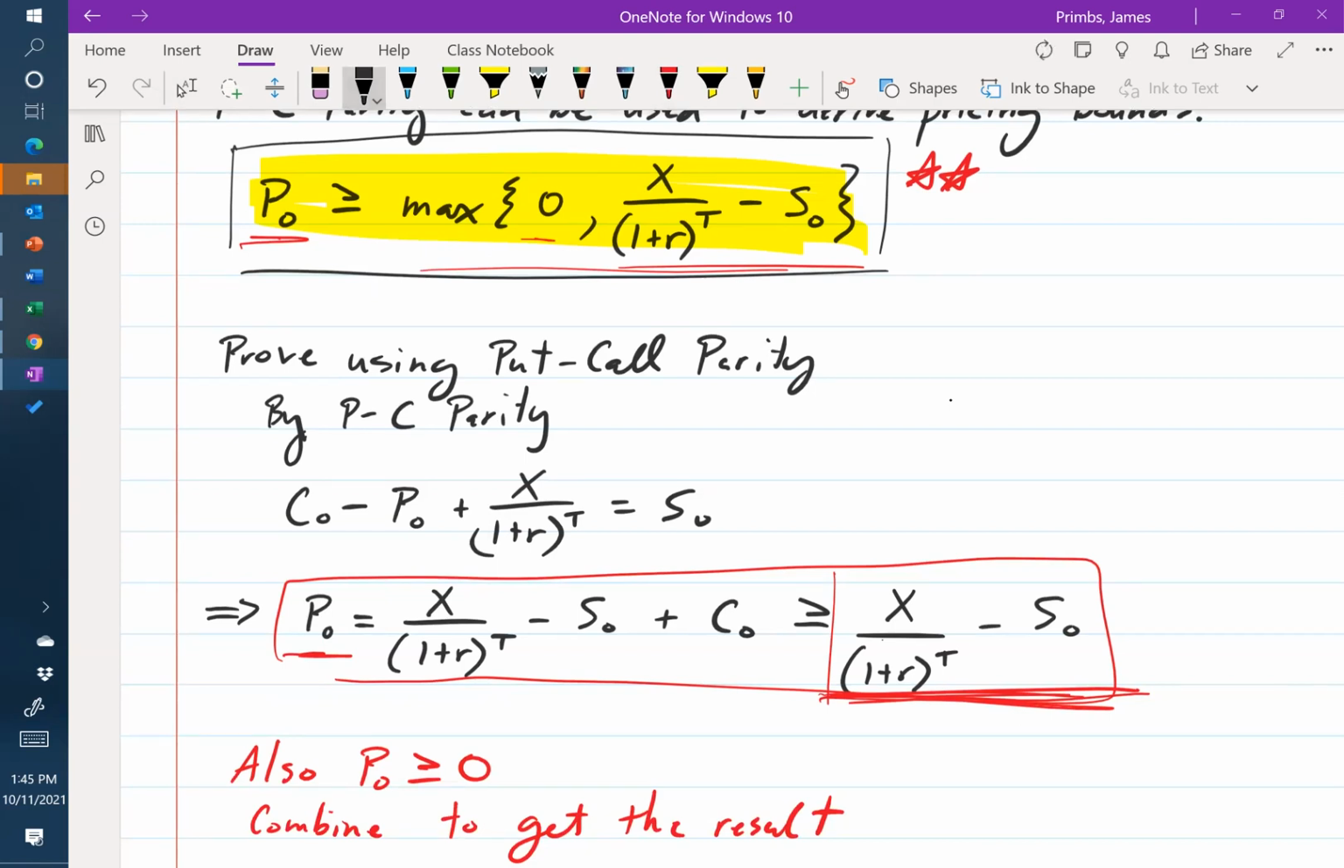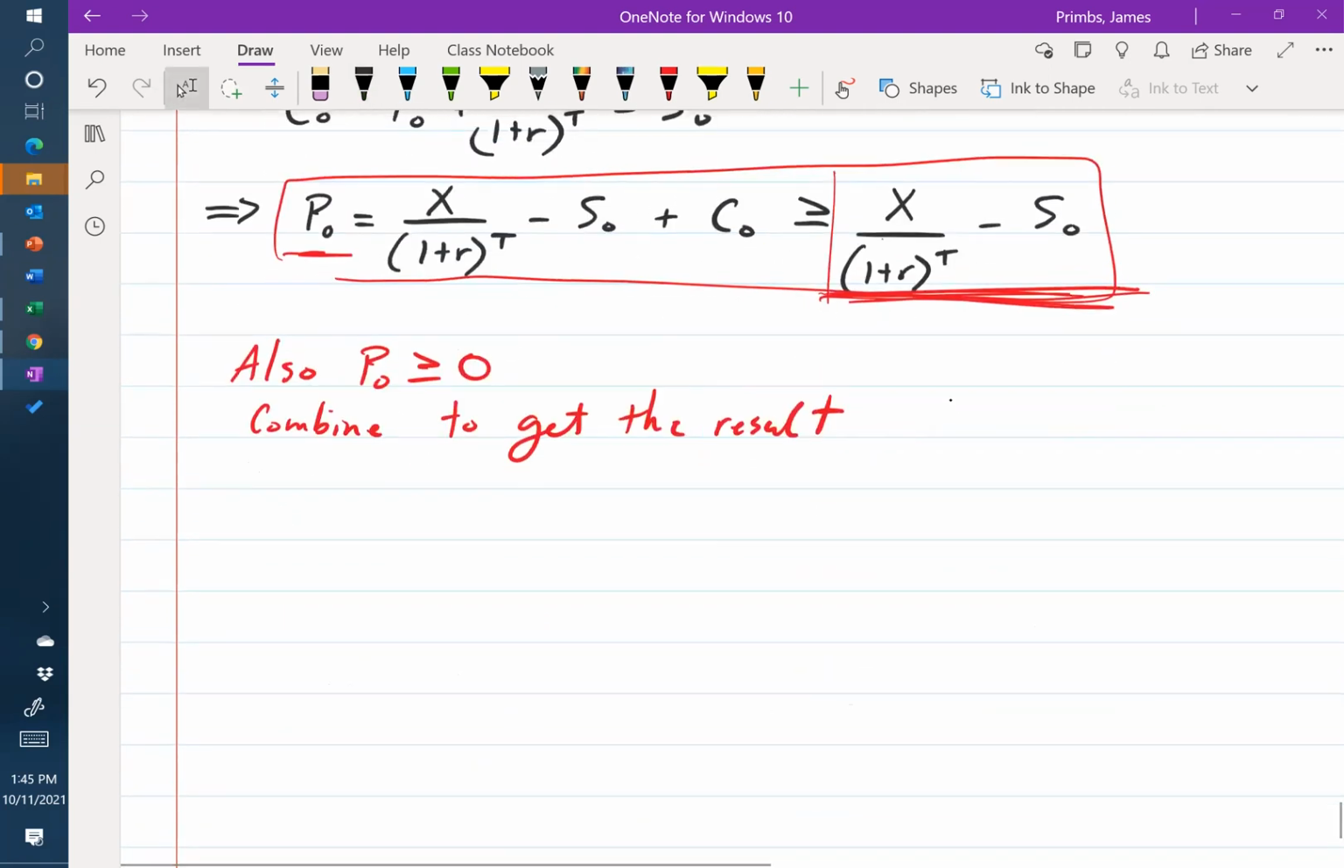All right, this one is good, but it's less interesting than the other one that we're going to do now. We're going to go to the call side, and we're going to get a very important result on the call side. All right, so let me flip over to the call pricing lower bound.